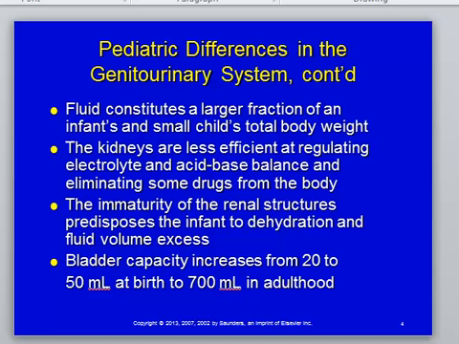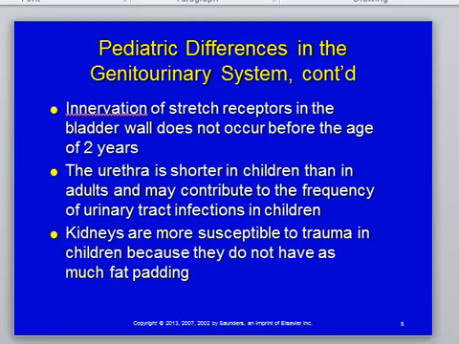Bladder capacity increases usually from about 20 to 50 mLs at birth to about 700 in an adult. The innervation of the stretch receptors in the bladder wall does not occur before the age of 2. So that kind of gives you an idea that when that has matured, you're going to have that child feel that sense of fullness. And before that, they won't.